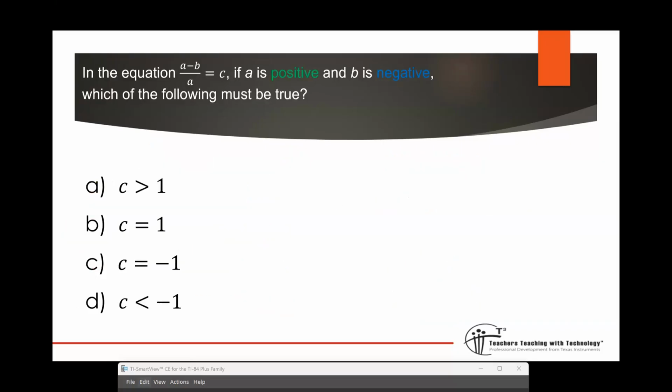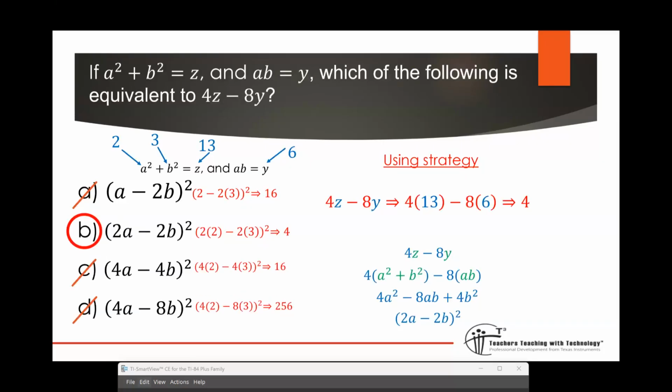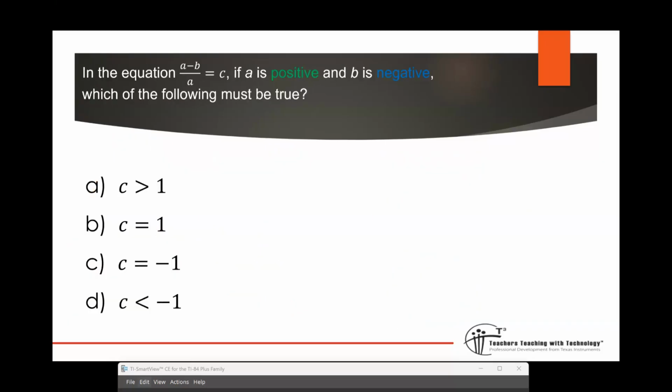You might have picked a combination of numbers that would have actually had 2 different answers in the list. Yeah. So you got to kind of check them all. Okay, so here's one. In the equation (A - B) / A = C, A is positive, B is negative. Which must be true? Well, gosh, the traditional way, right?